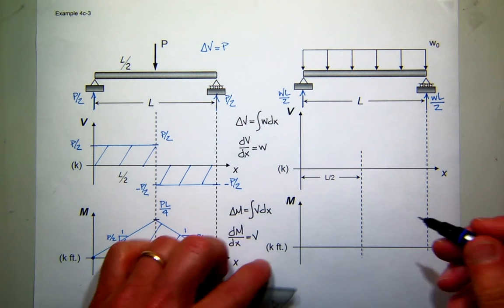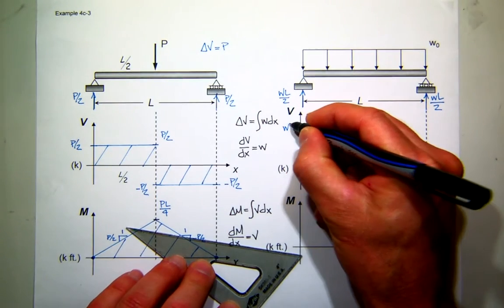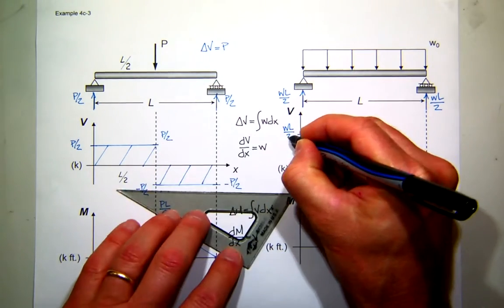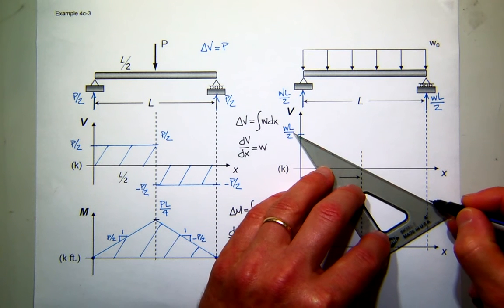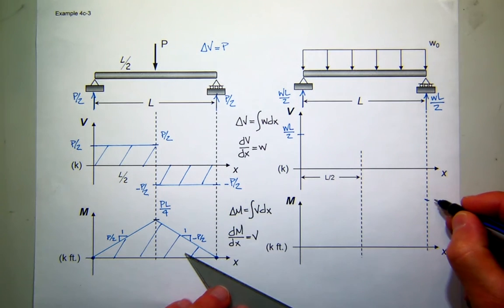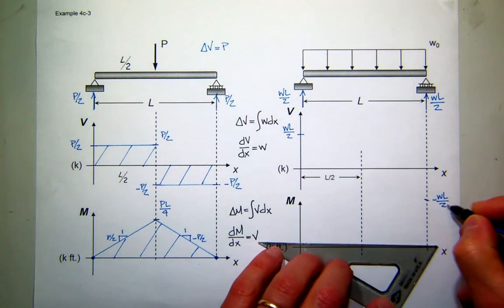So that means I'm going to start at a positive shear of WL over 2, and I probably should end at a negative value of WL over 2. So hopefully this will match.